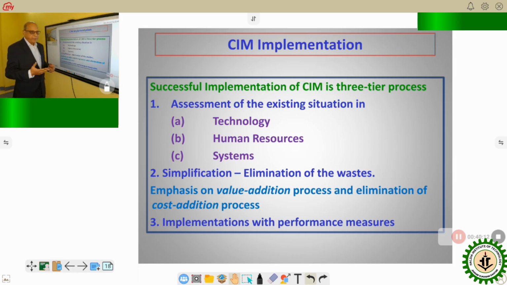So attempt must be made to reduce or eliminate those unwanted tasks so that we can save our time and money, and we can reduce the cost of manufacturing and product development. Emphasis should be given on the value addition process and elimination of the cost addition process. Implementation with performance measure. Whatever modification, whatever added system, software, communication system we add on to it, measure its performance. If there is any improvement, then go for enhancement.